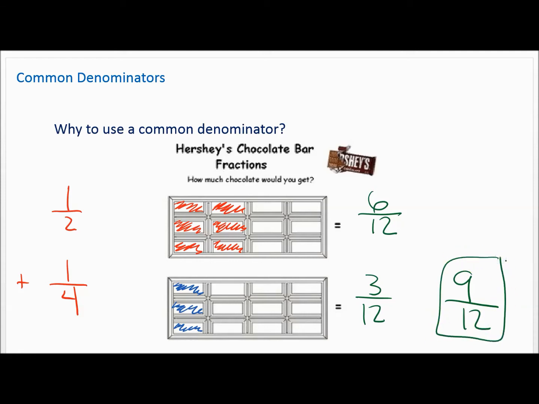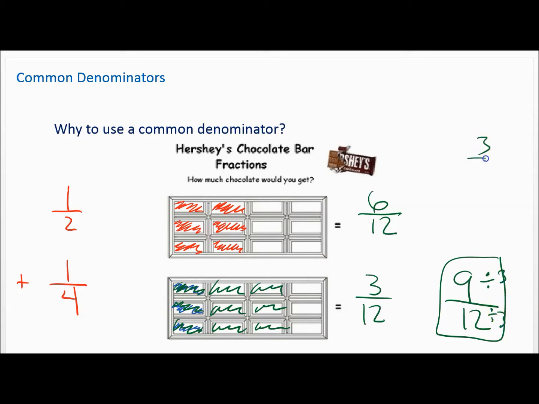Okay, so 9/12 of the Hershey bar. Now what does 9/12 of the Hershey bar look like? Well, as you can imagine, if I moved these red pieces down here, then 9/12, I'm shading in my total green. Right there, that's 9/12 of the Hershey bar. But you know what? That's also 3/4 of the Hershey bar. If I divided, you notice these both divide by 3.